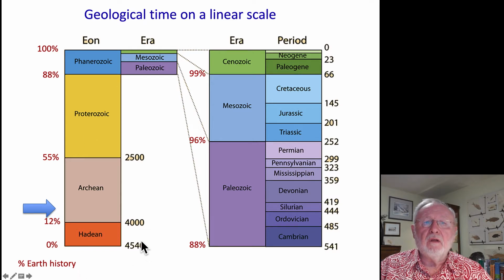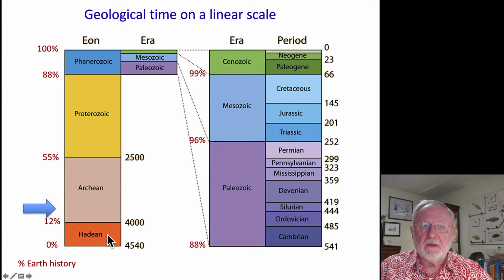We know that Earth was formed about 4.5 billion years ago, or 4,540 million years ago, and here we are today. So 12% of the history of Earth passed before the Earth cooled enough that life could begin. And at about the 15% point, about 3.7 billion years ago, we think life began. So we will be coming back to this graph, this chart, again and again.